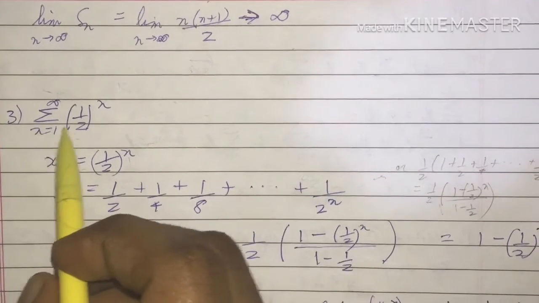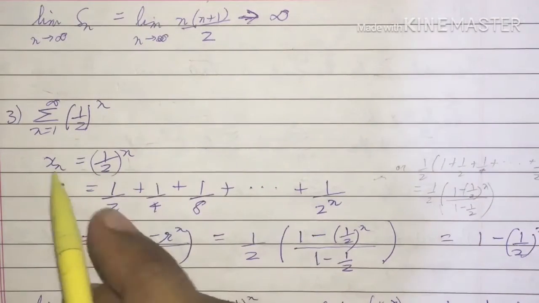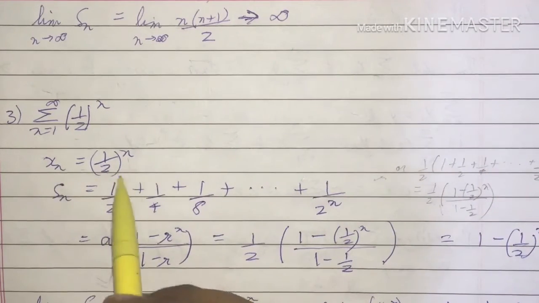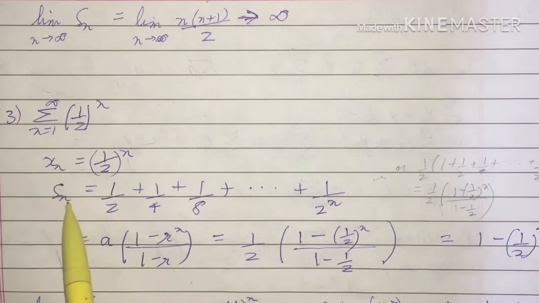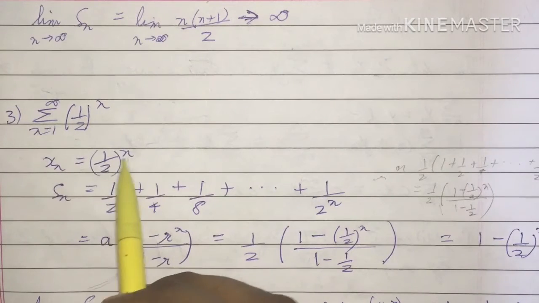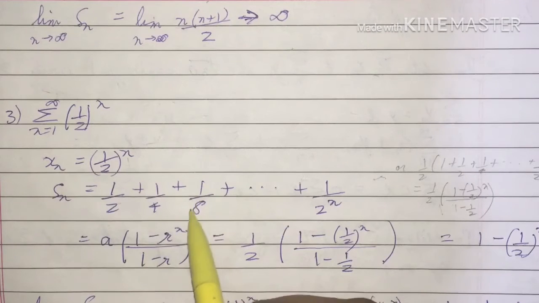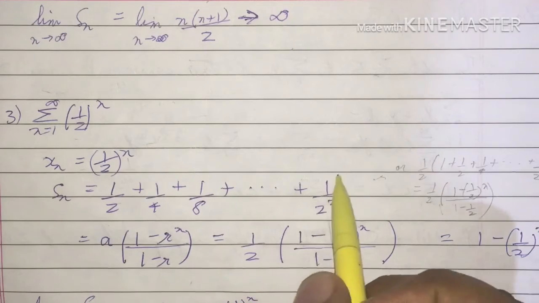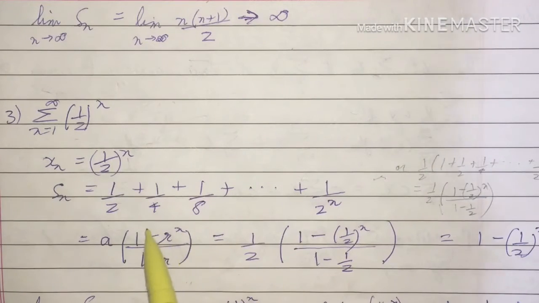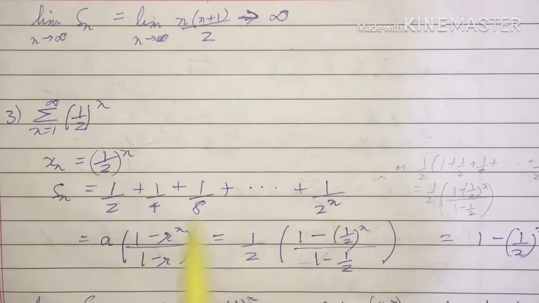Another example, summation n ranging from 1 to infinity of 1 upon 2 whole raised to n. The sequence xn is 1 upon 2 whole raised to n. Now Sn is the sum of the first n elements. So it is 1 upon 2 raised to 1 plus 1 upon 2 raised to 2, and so on. So it's basically half plus 1 by 4 plus 1 by 8 plus dot dot dot plus 1 upon 2 raised to n. So the sum of the first n elements.